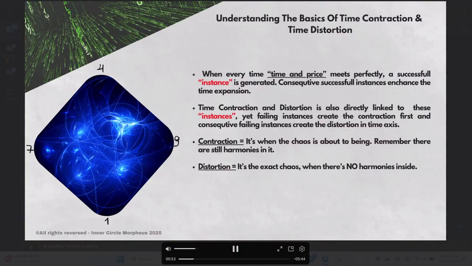What you need to focus on is the easiest ones and understand them with the chaos and harmony in the markets. A successful instance is generated when time and price meet perfectly, and consecutive successful instances enhance the time expansion as well. Time contraction occurs when time and price are not matched perfectly. This mismatch contracts the time, and if this occurs consecutively, we observe the time distortion. We can basically say that contraction is when the chaos is about to begin. Remember, there are still harmonies in it, and the distortion is the exact chaos, and there's almost no harmony inside.